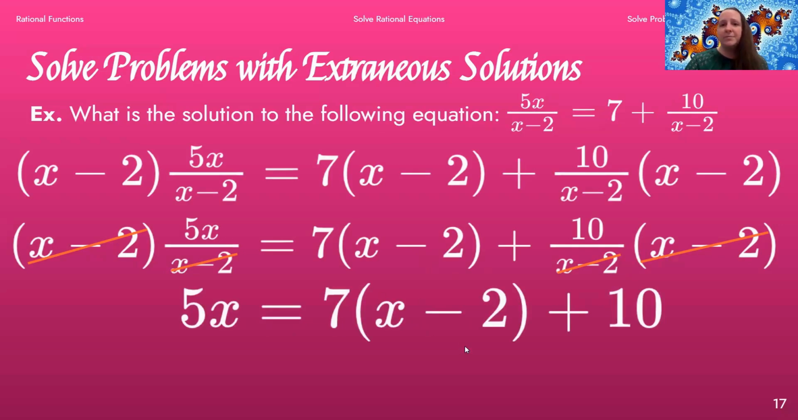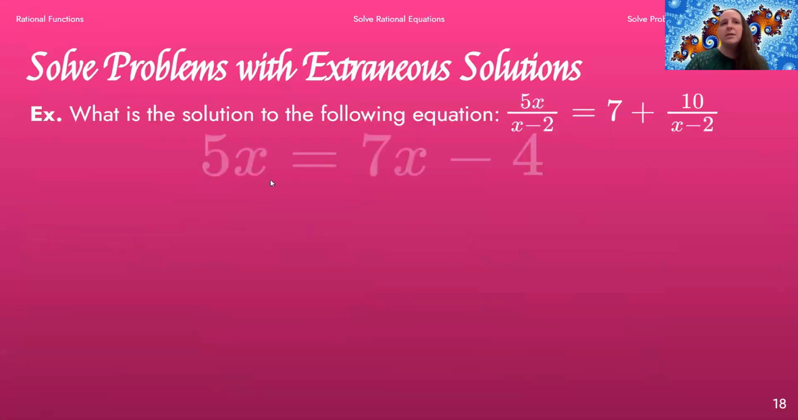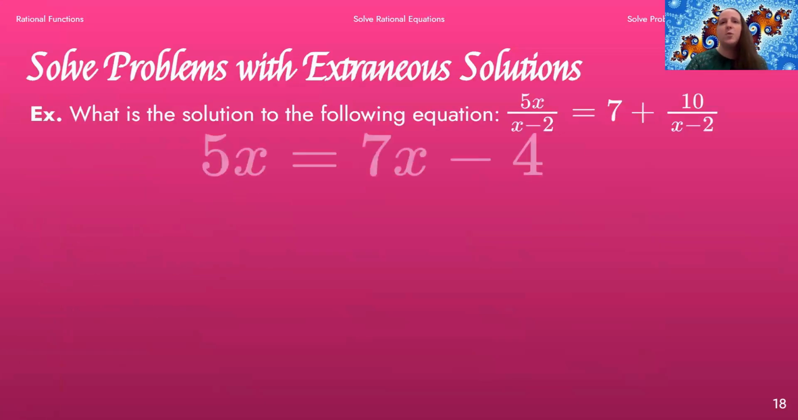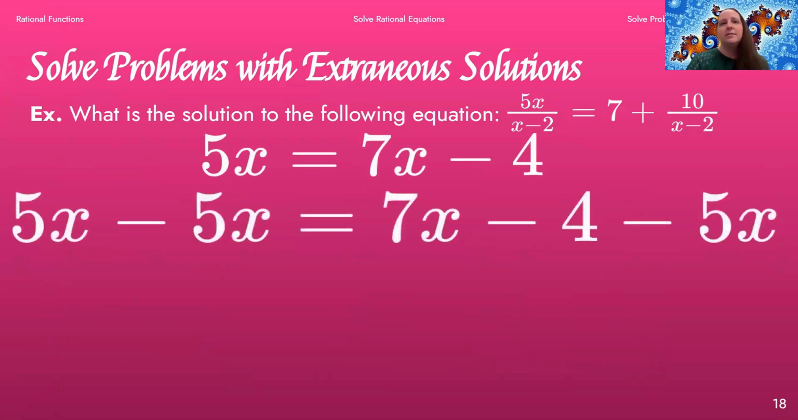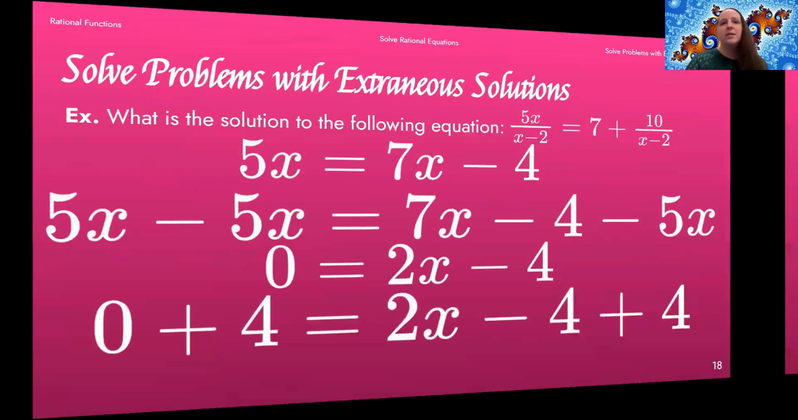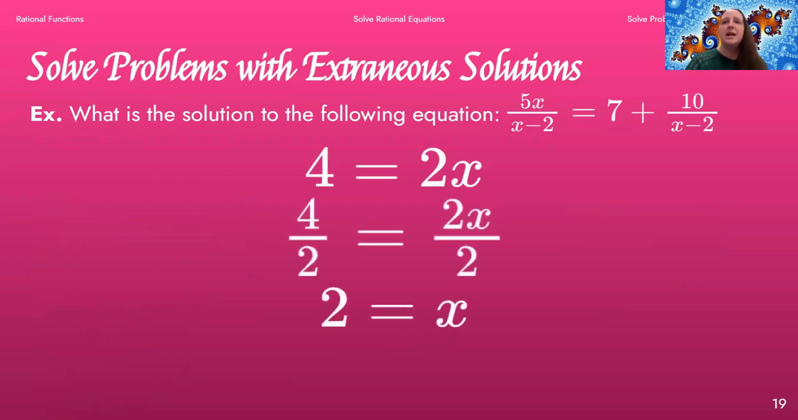I'm going to distribute that 7. So that gives me 5x equals 7x minus 14 plus 10. Okay. And then I'm going to start combining my like terms. So 5x equals 7x minus 4. Okay, so again, that was from that negative 14 plus 10 gave us that negative 4. Okay. I'm going to move the 5x to the other side. So that gives me 2x minus 4. And then I'm going to move the 4 to the left side of my equation. Okay, so that gives me 4 equals 2x. Now I'm going to divide both sides by 2 because I want to get x by itself. So that gives me x equals 2.